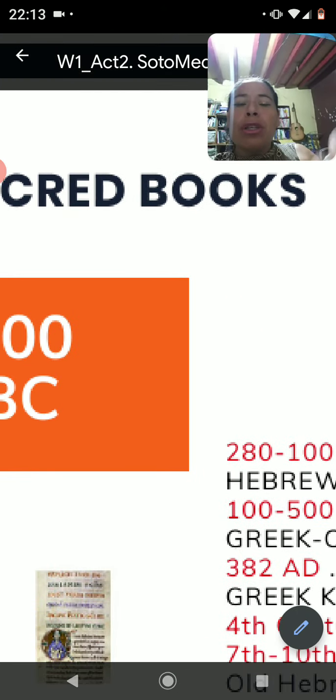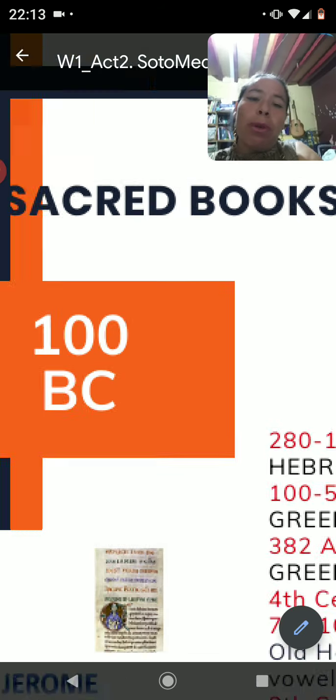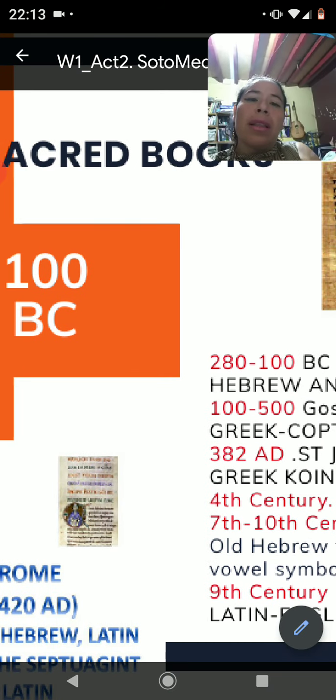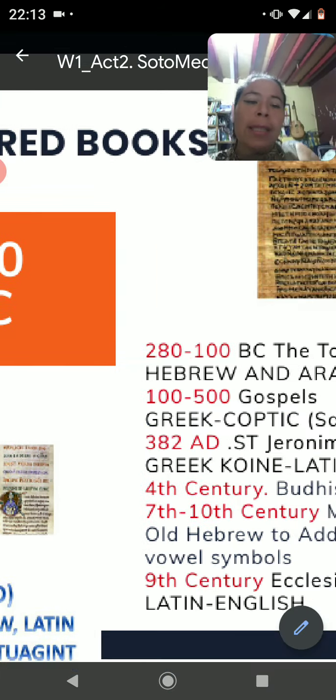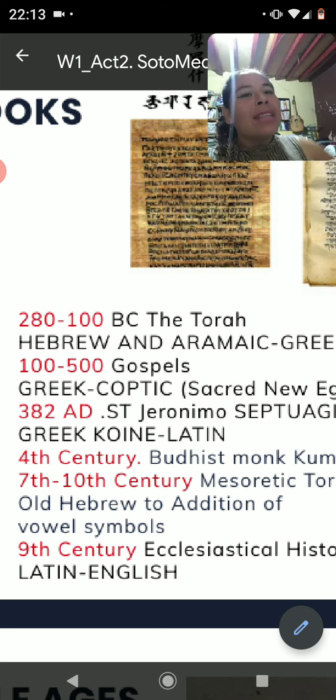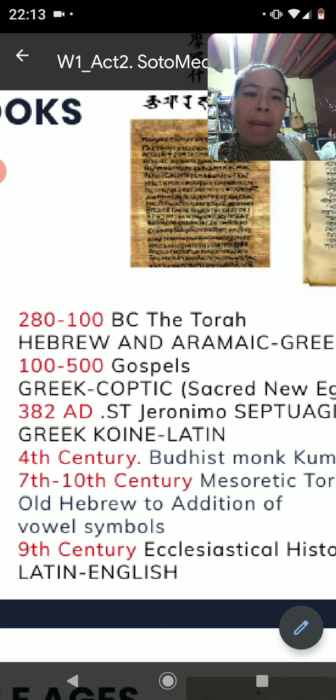Then we're going to talk about the sacred books. We start in the 100s before Christ with the translation of the Torah. Let's say it's the Old Testament, but it's called the law. In fact, that is the meaning of Torah, the law. And then it was translated as the Bible, but Bible means the book.